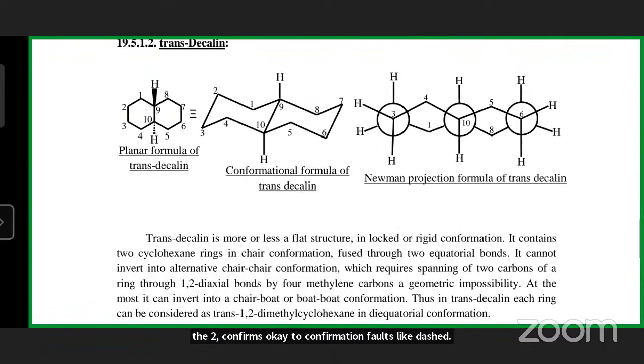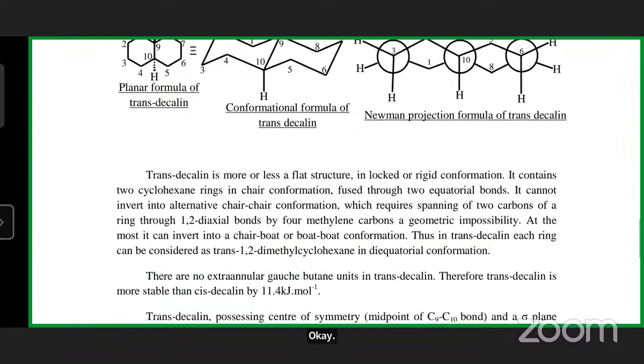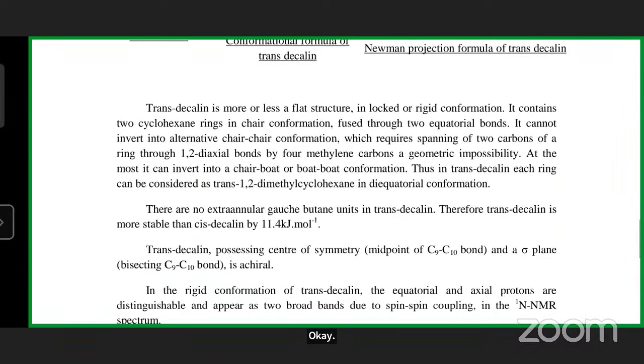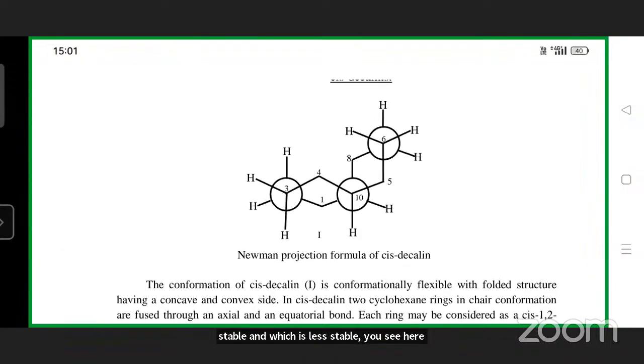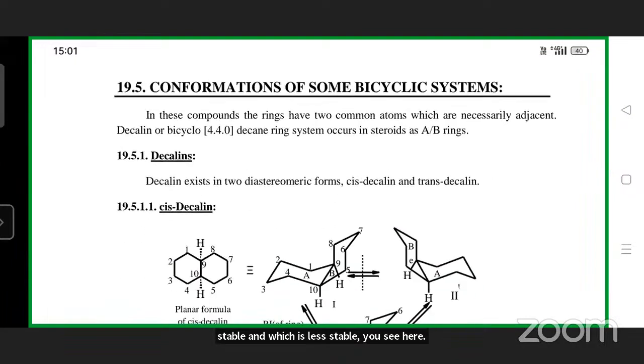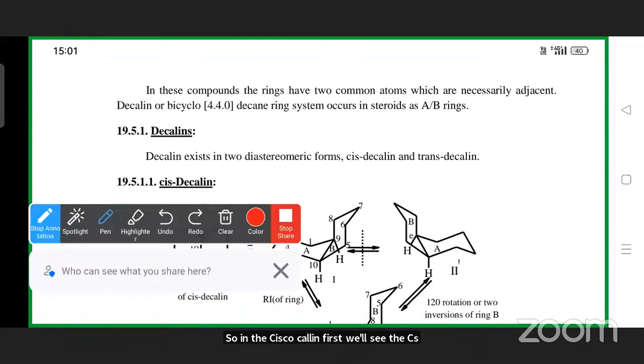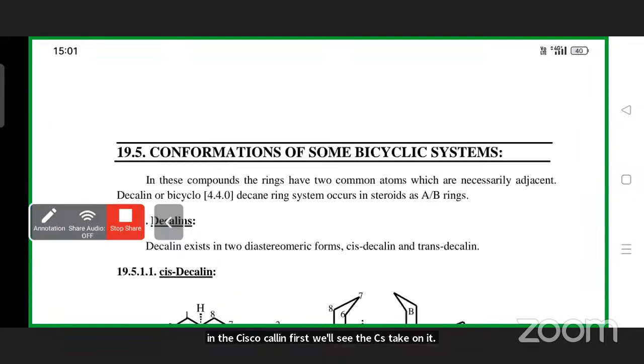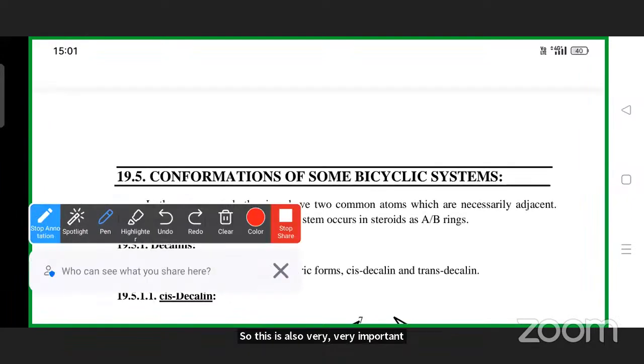And among these two, cis decalin and trans decalin, which is more stable and which is less stable, you see here. First we'll see the cis decalin. This is also a very, very important conformation, you can keep 10 stars here.